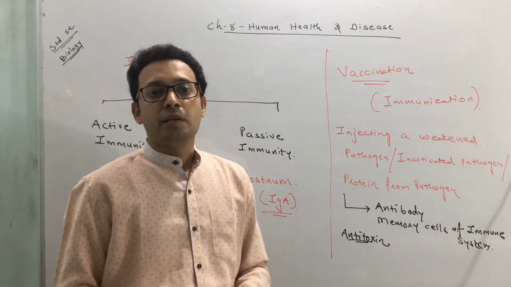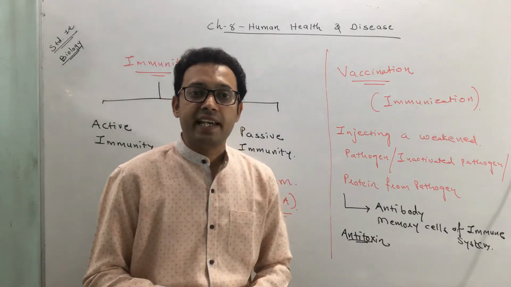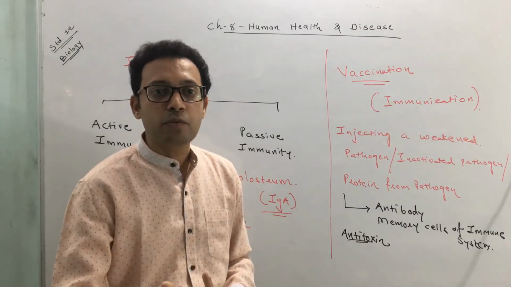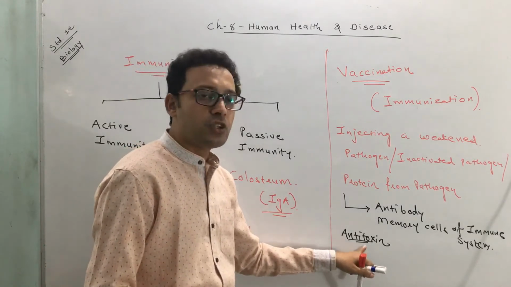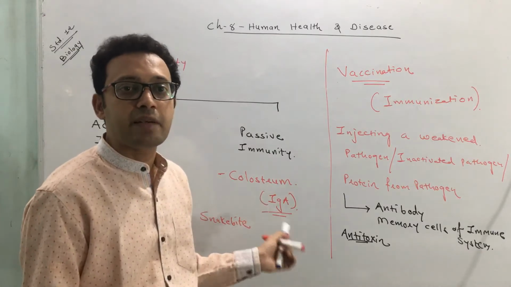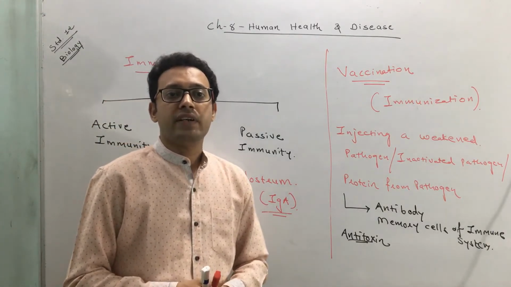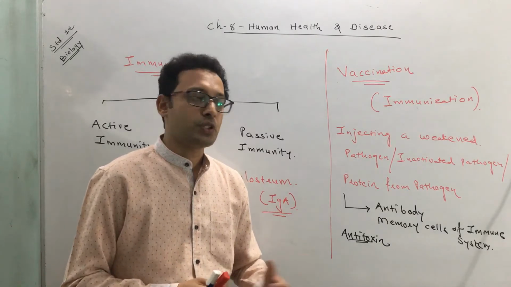But if the microorganism or pathogen is deadly and has rapid action, then we provide ready-made antibodies, like antitoxins or antivenoms in case of snake bite. They are the ready-made antibodies. Okay, so thus vaccination and immunization is possible.